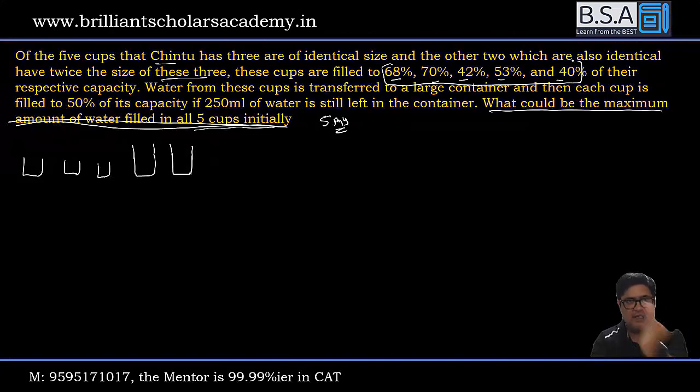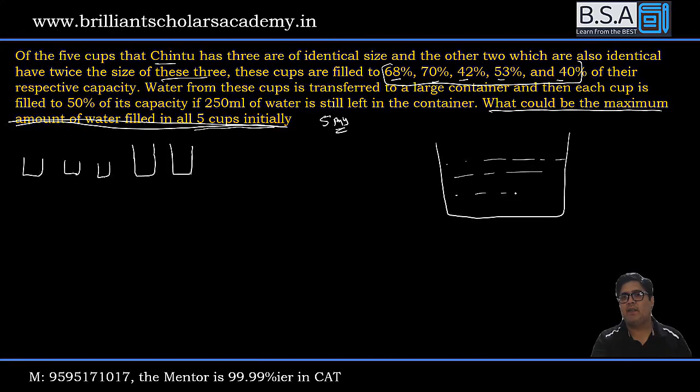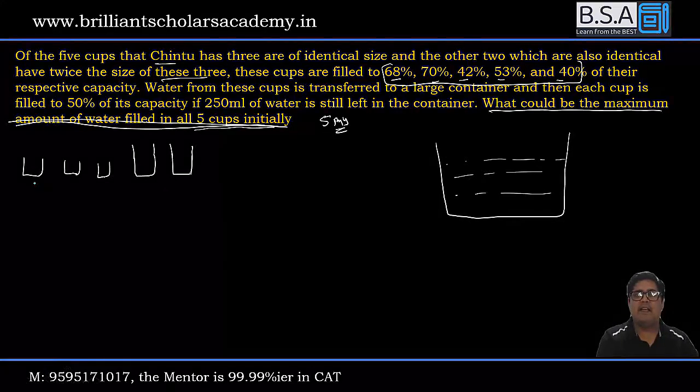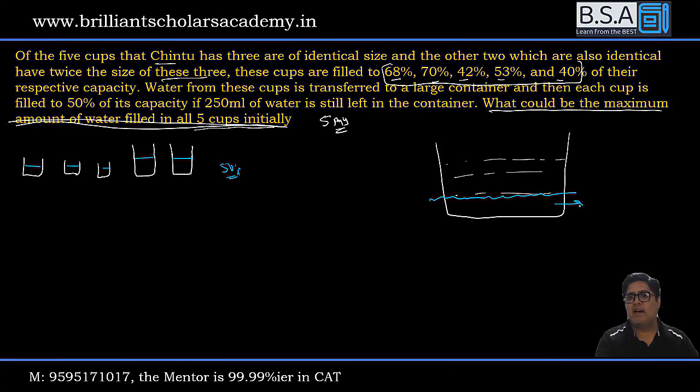Then their contents are poured into a large container. These are all put into a large container. And from that, these are individually filled to 50% of their capacities. These are all filled to 50% of their capacities from this. So what is remaining now? What is remaining now is 250 ml of water. 250 ml of water remains in the larger container.